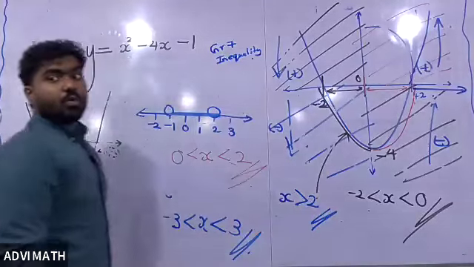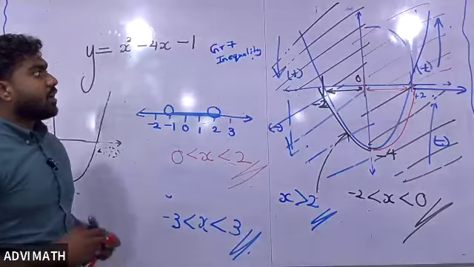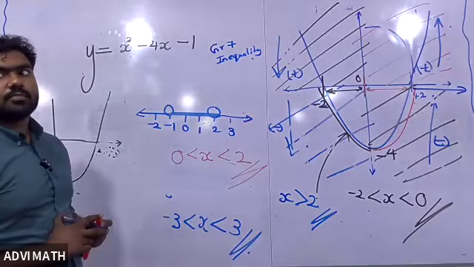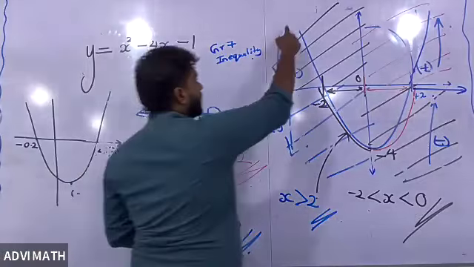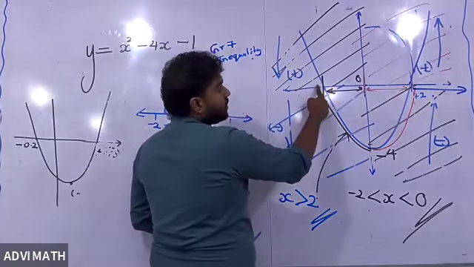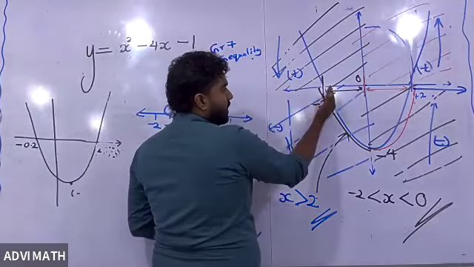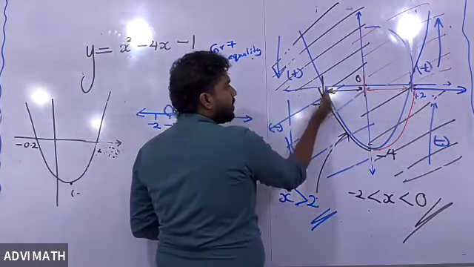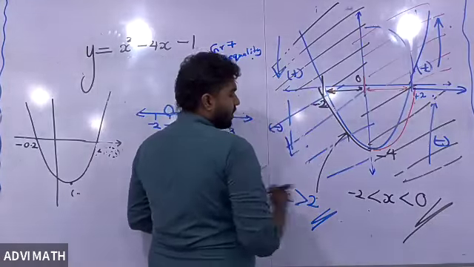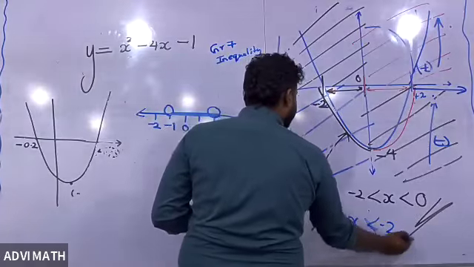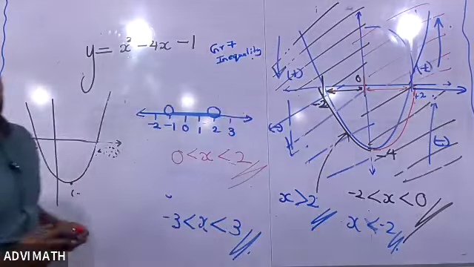If I ask you, what is the class interval where X is decreasing positively? Decreasing positively, this portion. Only I have one value. This side is less than -2 or greater than -2? X is less than -2 is my answer. Is it clear, guys? Yes.